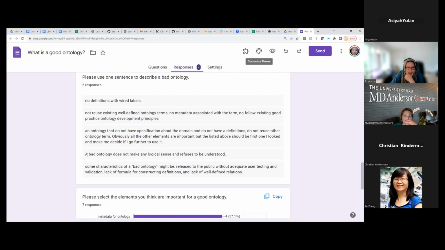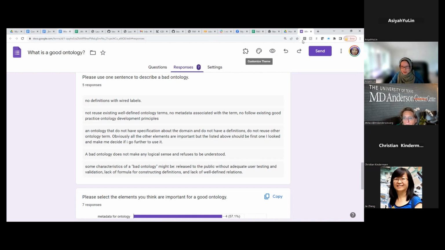And then another one said a bad ontology does not make any logical sense and refuses to be understood. Some characteristics of a bad ontology might be being released to the public without adequate user testing and validation, lack of a formula for constructing definitions, and the lack of well-defined relations. So here, I think this one made a very good point about adequate user testing and validation.